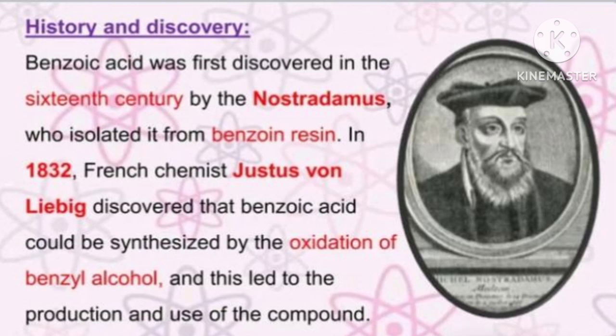History and discovery. Nostradamus first discovered benzoic acid in the 16th century and also isolated it from benzoin resin. On the other hand, in 1832, Justus von Liebig, a German chemist, discovered that benzoic acid could be synthesized by the oxidation of benzyl alcohol, which led to the production and use of the compound.